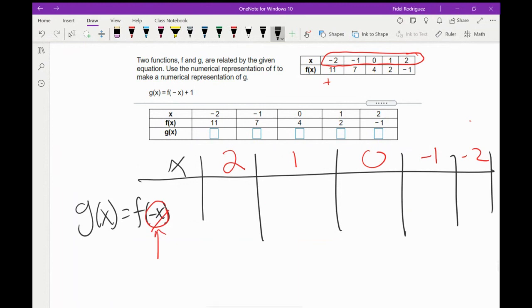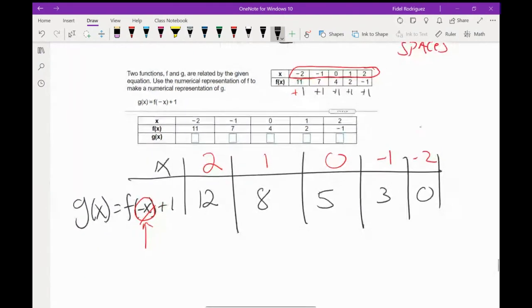Now, we still have this plus 1 on the outside. So all that means is I'm going to go plus 1 here, plus 1 here, plus 1 here, and so on. So now that's going to give me a 12, an 8, a 5, a 3, and a 0. Okay, so we made our new table.